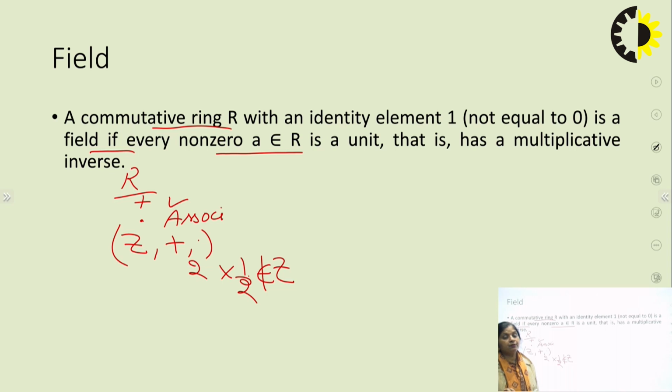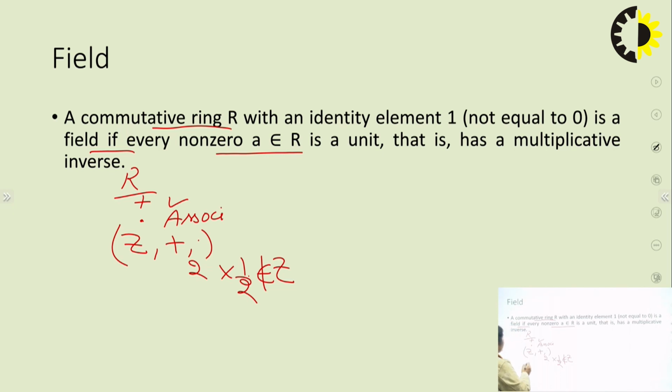It is forming an integral domain. Why? Because no two integers can form 0 after multiplication if neither of them is 0.